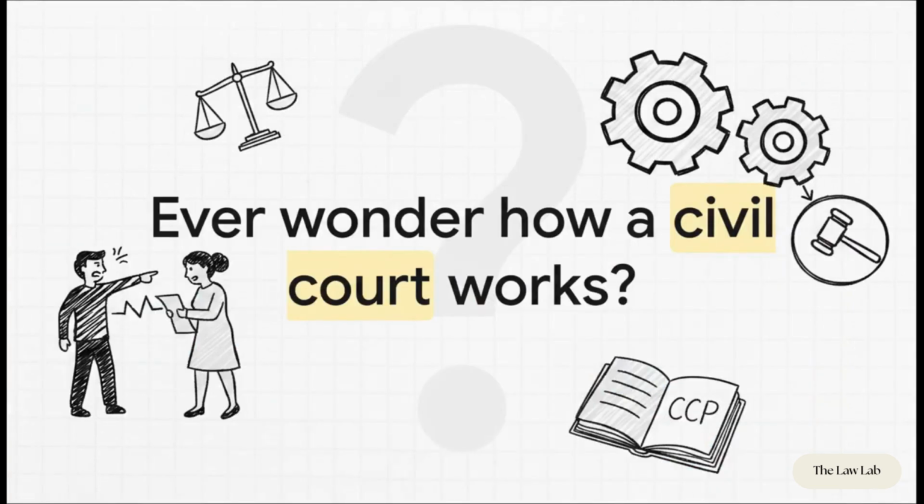So picture this. You're caught in a bitter property dispute, or maybe someone just breached a major business contract with you. You know you need to take legal action, right? But ever wonder how a civil court actually works to find the truth? It's not just some judge banging a gavel and demanding answers like you see on TV. No, there's a highly structured, systematic process that courts have to follow to make sure everything is fair and transparent. And that exact process, that's what we're unpacking today.